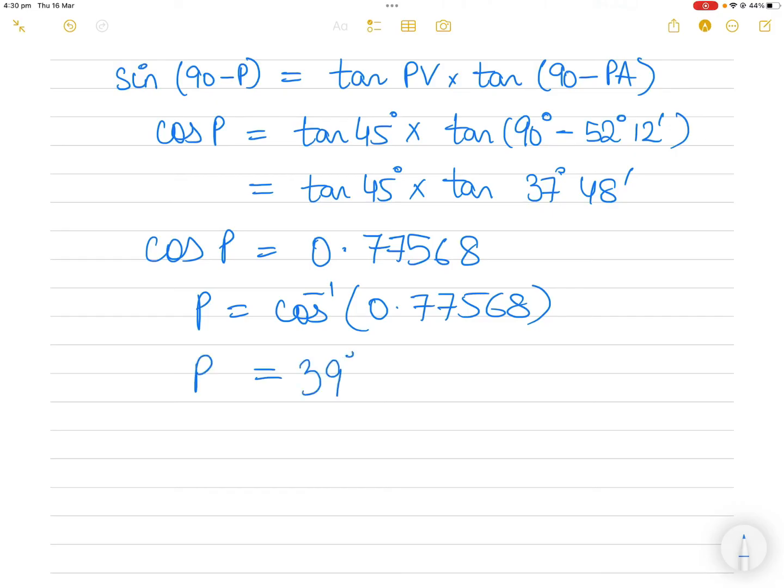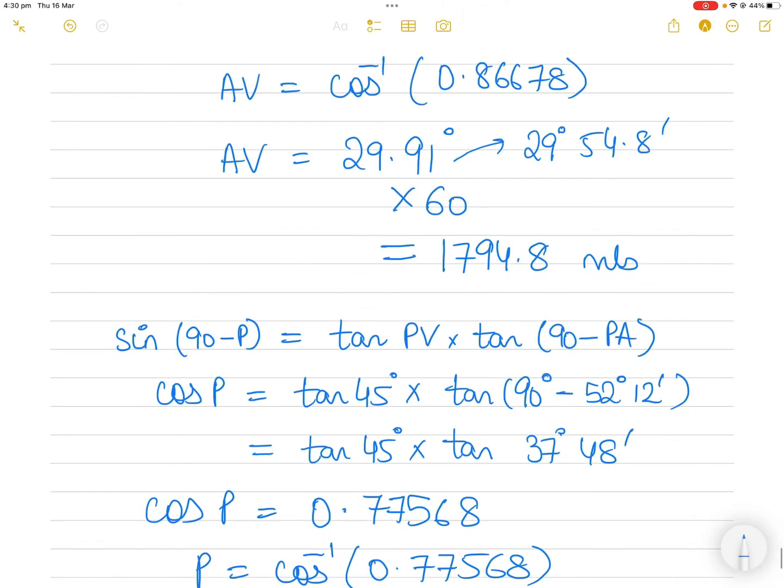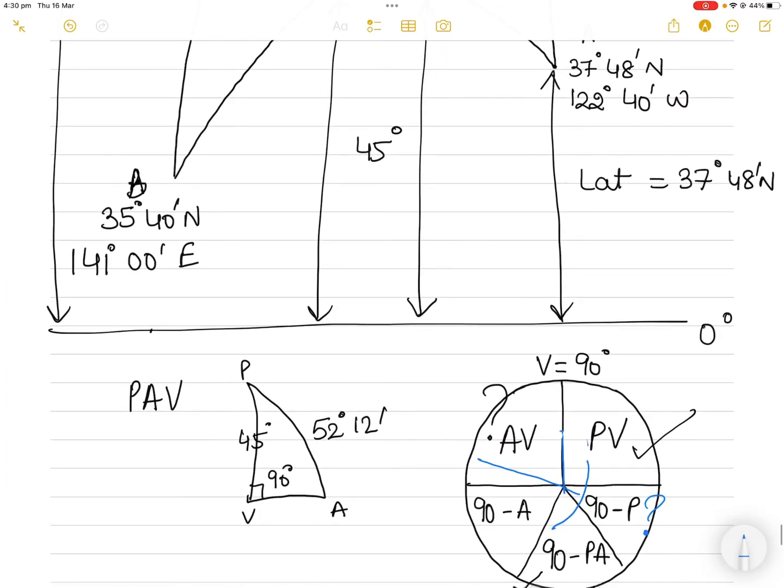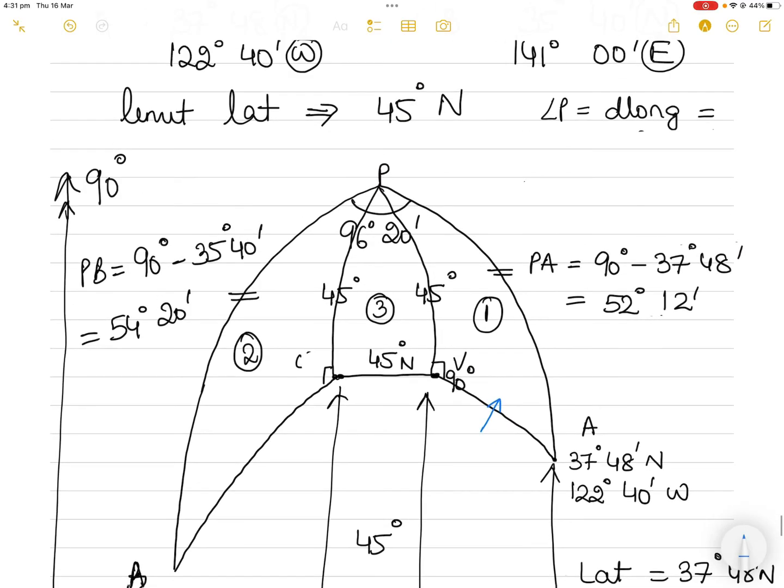Now why am I calling it P1 in this case? Because this angle P refers to the angle P in triangle PAV only, not the big triangle. In the big triangle we have angle P which is equal to 96 degrees and 20 minutes, which you found out as the D long. Now P1, I have found out the value as 39 degrees 8 minutes. That's the only two values I have to find out.